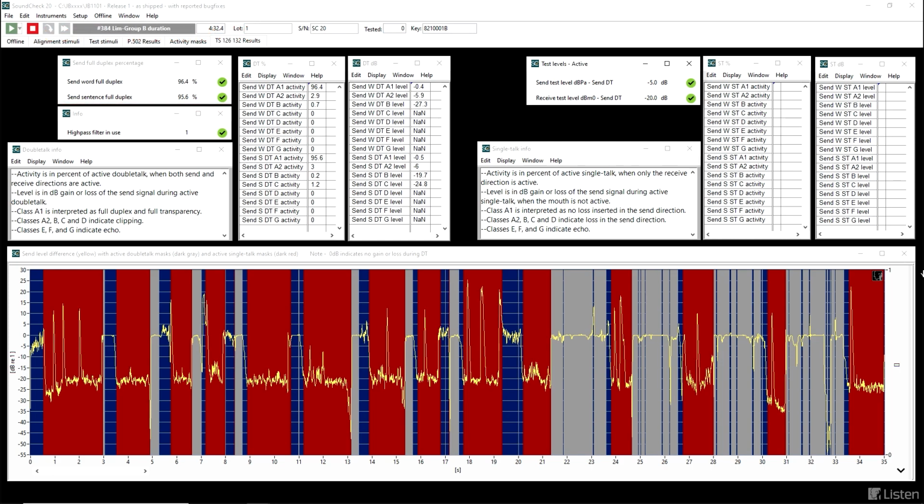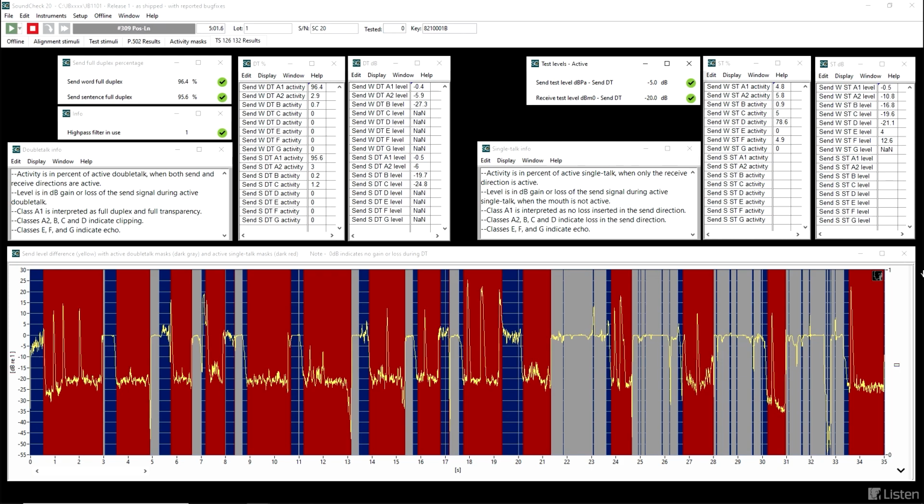The next part is to calculate what goes on during the single talk portions. You may notice that there are some spikes of the yellow curve that extend above 0. Those are echoes that don't happen for very long, but they may be audible, and the sequence will evaluate that. There is also some attenuation in the single talk area, which may not be a bad thing.